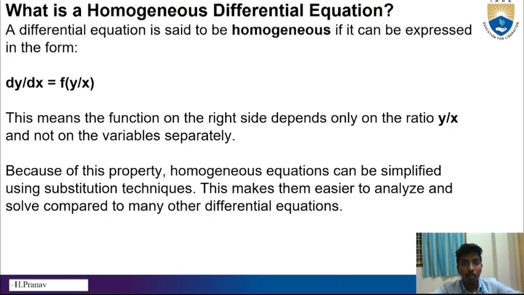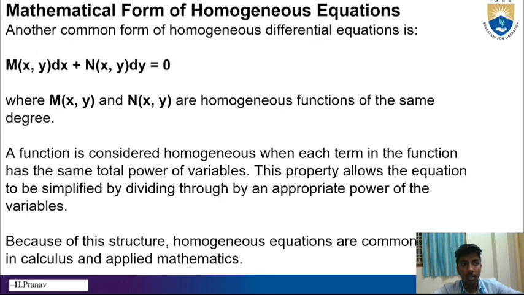So, what is actually a homogeneous differential equation? A differential equation is said to be homogeneous if it can be expressed in the form of dy by dx equal to f of y by x. This means the function on the right side depends on the ratio y by x and not on the variables separately. Because of this property, homogeneous equations can be simplified using substitution techniques. This makes them easier to analyze and solve compared to many other differential equations.